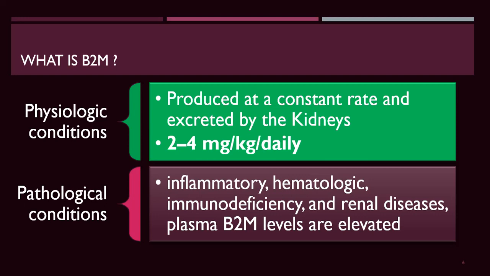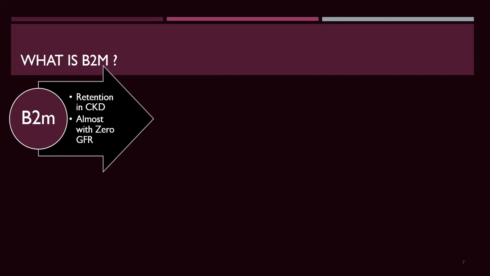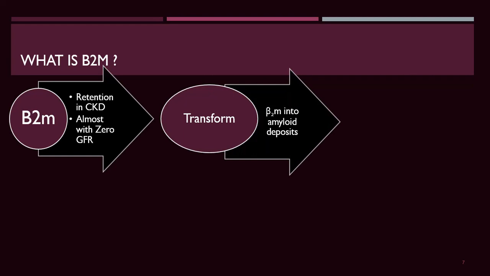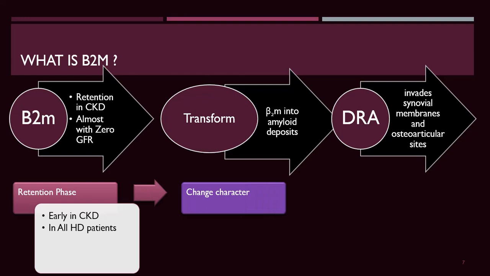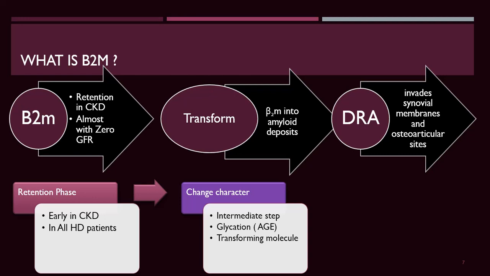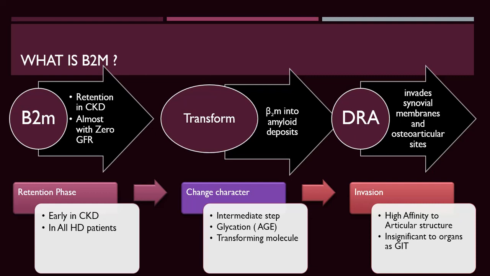In pathological conditions like inflammatory, hematological, immunodeficiency, and renal diseases, plasma beta 2 microglobulin is extremely elevated. Beta 2 microglobulin is retained in CKD, almost to a zero GFR, then transforms into amyloid deposits and invades synovial membranes and osteoarticular sites. That is dialysis-related amyloidosis. There is a retention phase early in CKD and in all hemodialysis patients, with changes in character and transformations, including glycations, then invasion. It has very high affinity to articular cartilage.